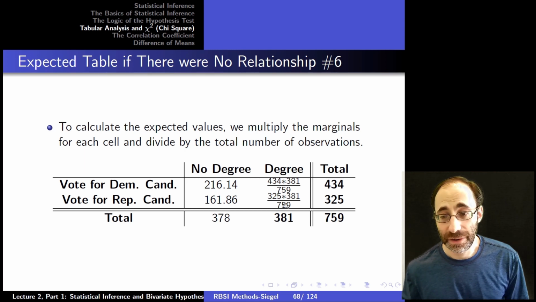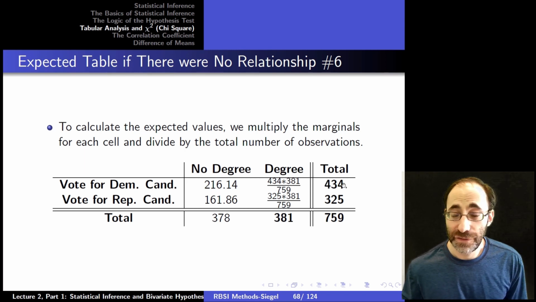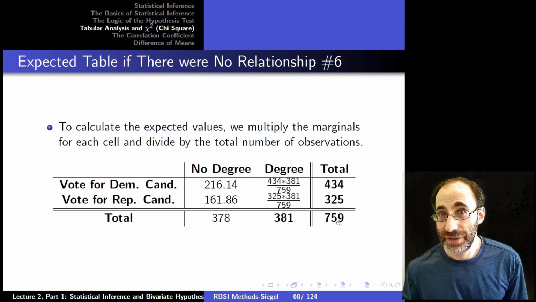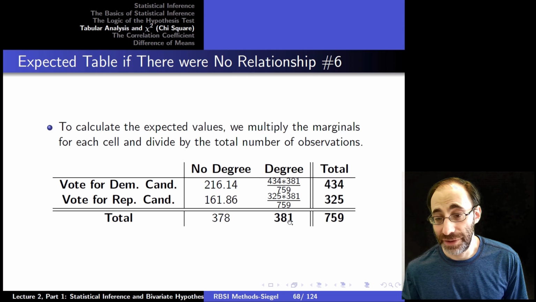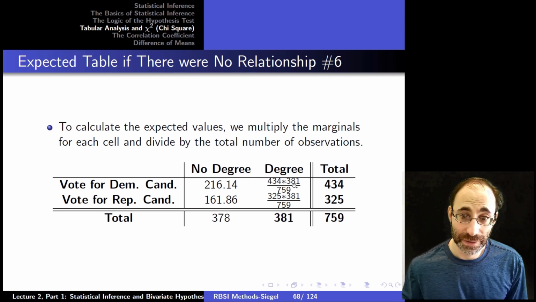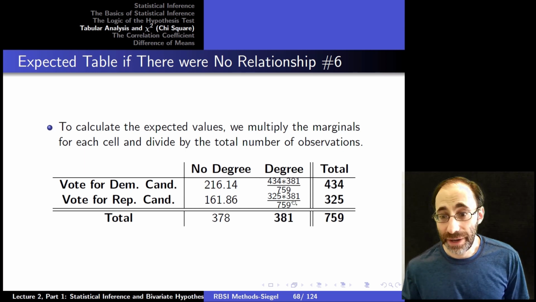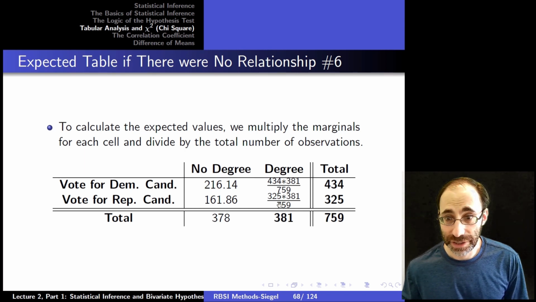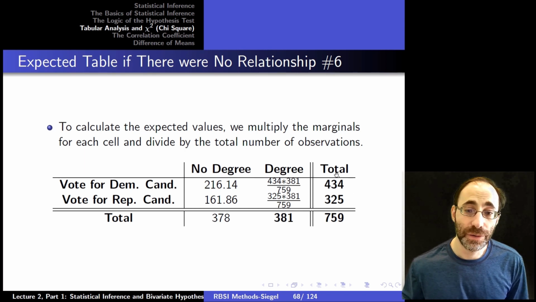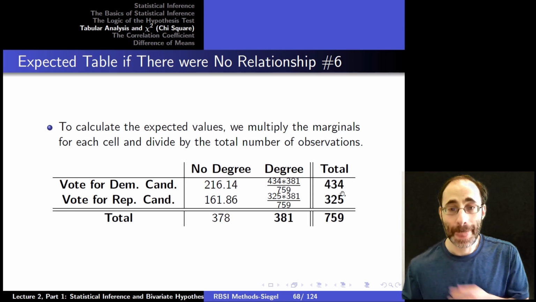Then we'll do the same thing with the degree category. Again, there are 434 over 759 individuals who voted for the Democratic candidate. That's where this comes from. And there are 381 people who have a degree. So that's where this comes from. So we split the 381 up proportionally between Democrat and Republican voters according to the total proportion in the population.